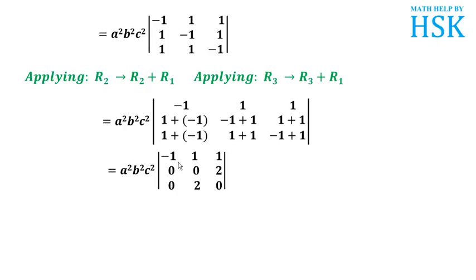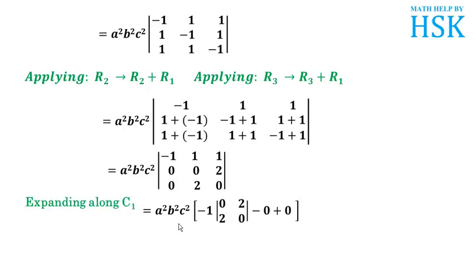Now I'm going to expand the determinant along the first column. Expanding along the first column, I'm going to get a square, b square, c square into minus 1 into the determinant obtained after removing the first row and first column, that is minus 1 into 0, 2; 2, 0. Again, minus 0 times the determinant obtained by removing the row and column in which the 0 is lying, but 0 into any number is 0, so I'm going to write straight away 0, and similarly the third term will also be equal to 0. On solving this, I'm going to get 0 minus 4, so this will be equal to minus 4.